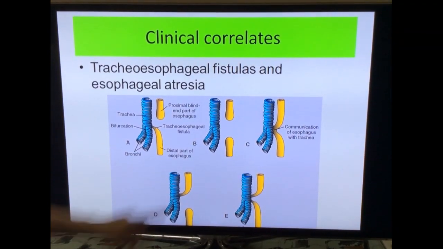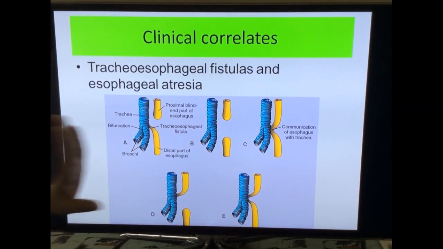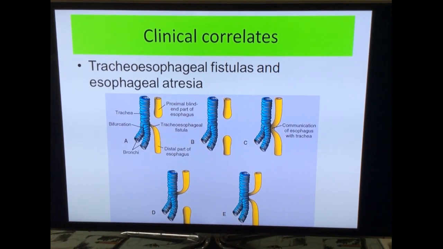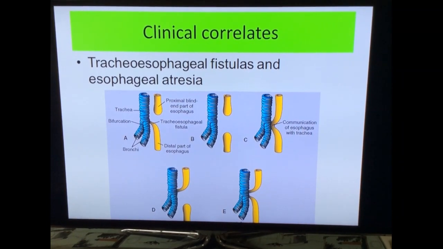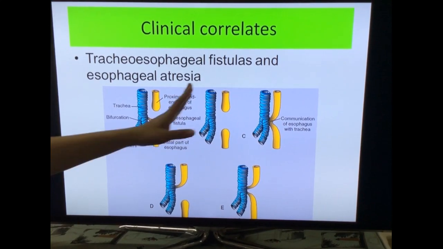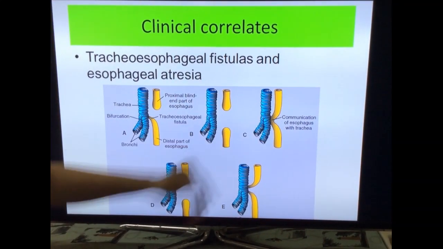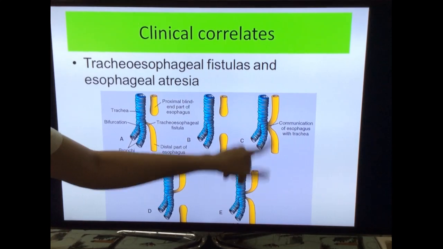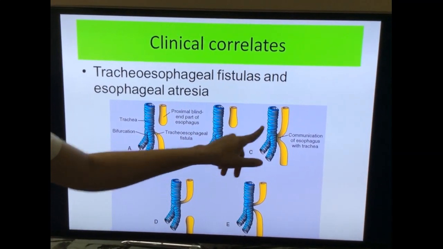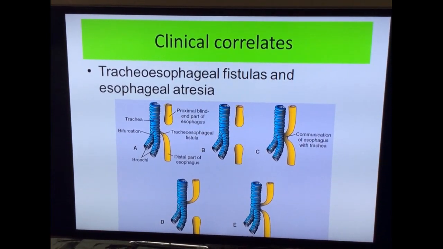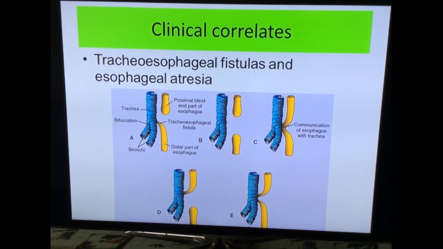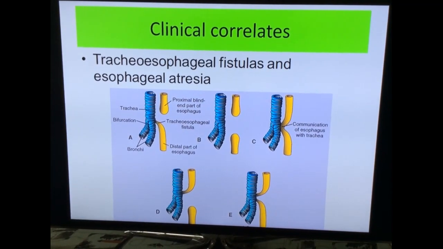This is the second type, picture B. There is no fistula, just atresia at the upper part and even at the lower part. This is called isolated esophageal atresia, where there is complete closure. Then the third type is the H type fistula. There is no atresia, but there is a fistula where both ends are connected to the trachea. So whatever food has been taken can enter the trachea, and the baby can have difficulty in respiration.